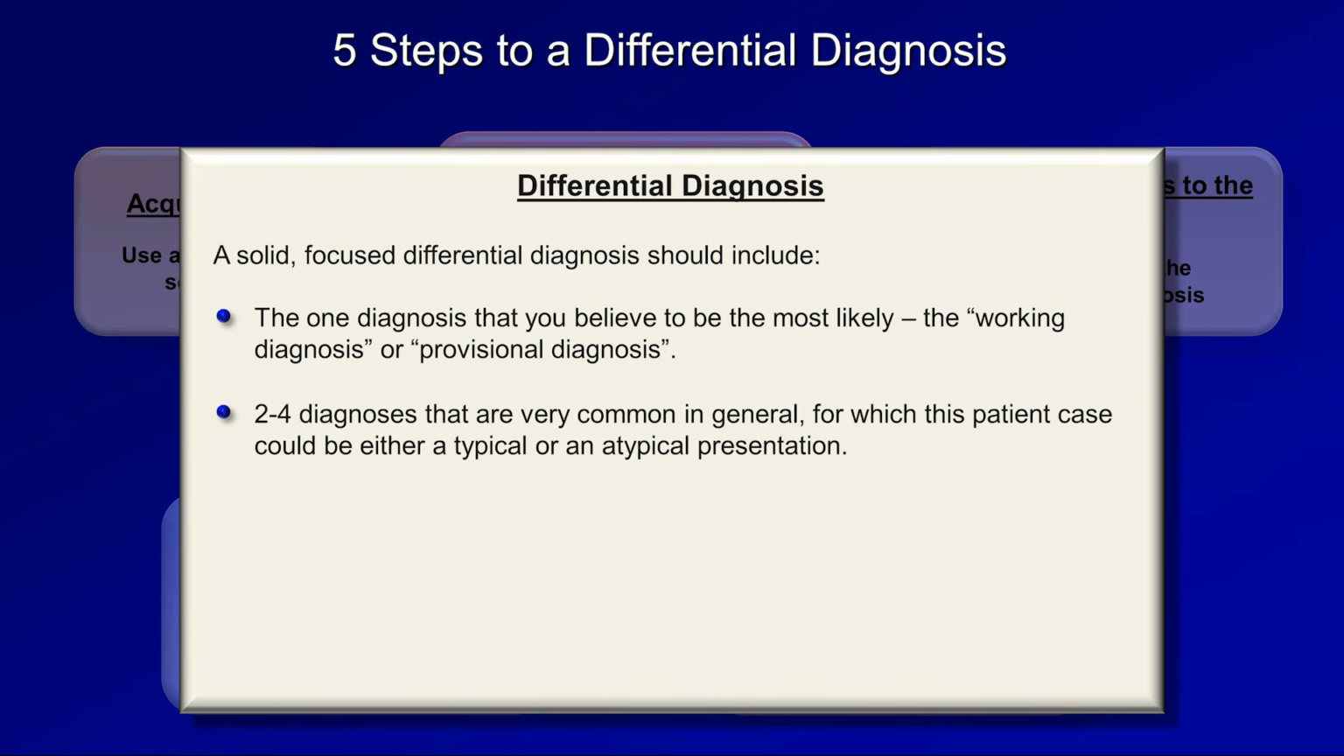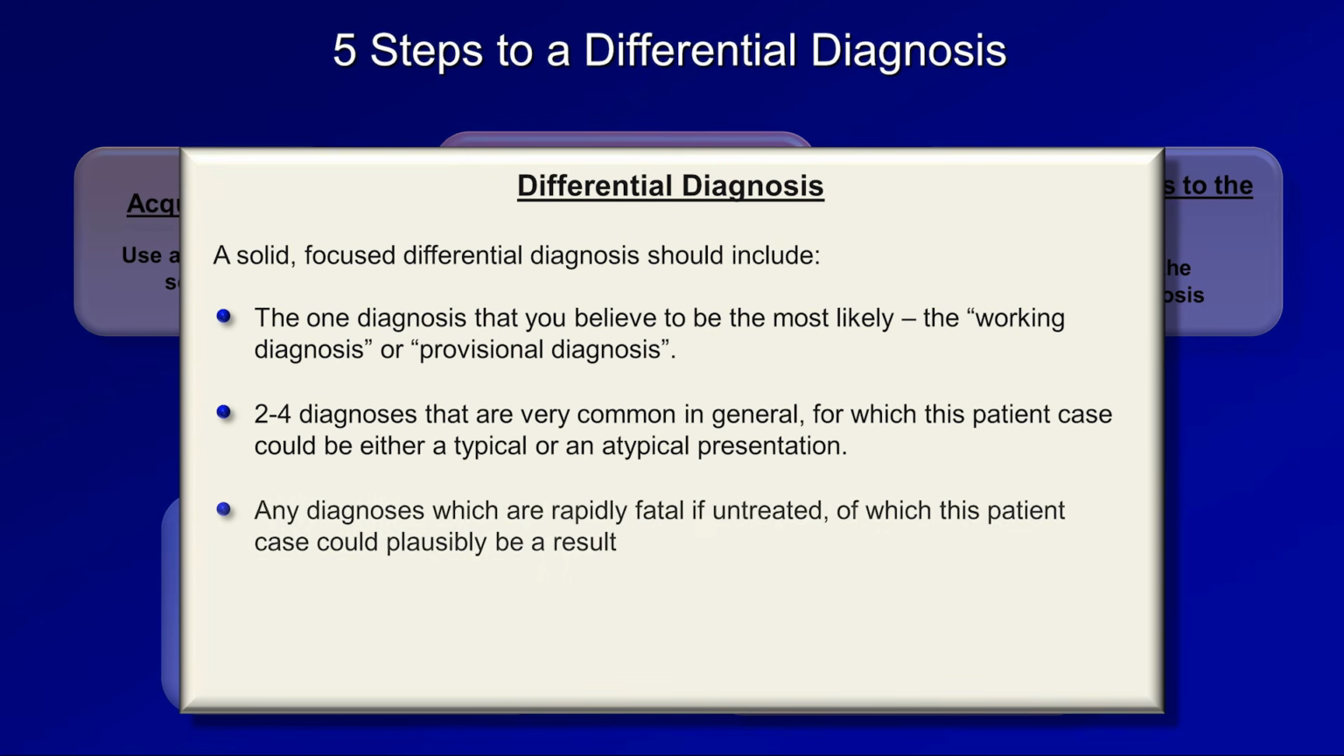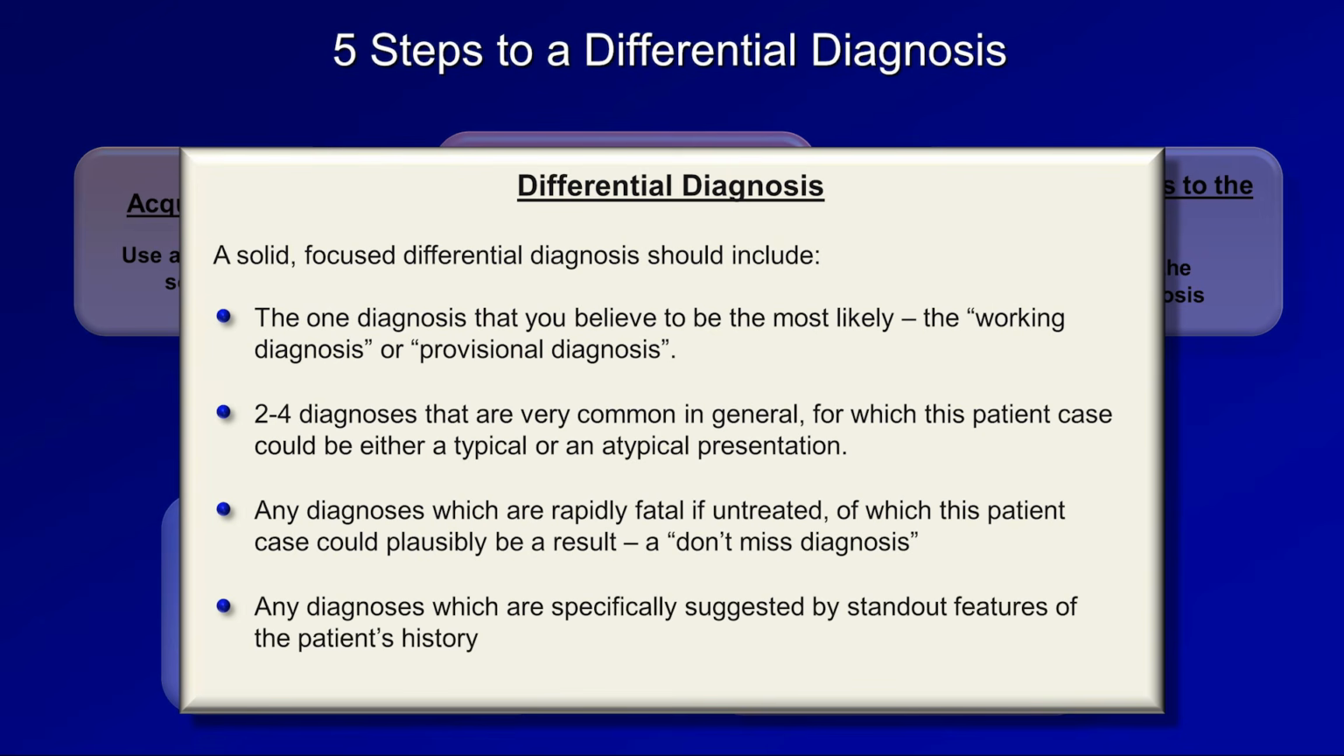2 to 4 diagnoses that are very common in general, for which this patient's case could be either a typical or an atypical presentation. Any diagnoses which are rapidly fatal if untreated, of which this patient's case could plausibly be the result. This is often known as a, quote, don't miss diagnosis. Finally, any diagnoses which are specifically suggested by standout features of the patient's history, including unusual hobbies or job, and recent travel to an exotic location.